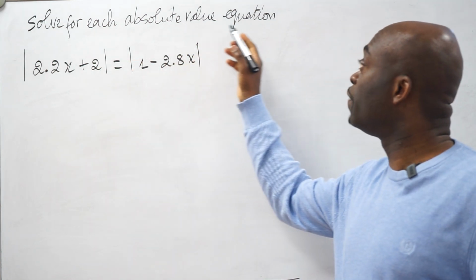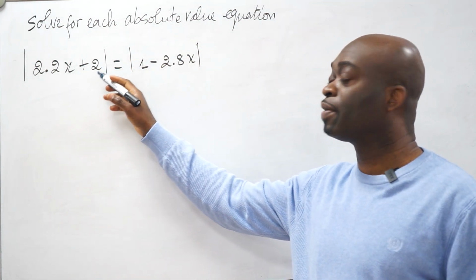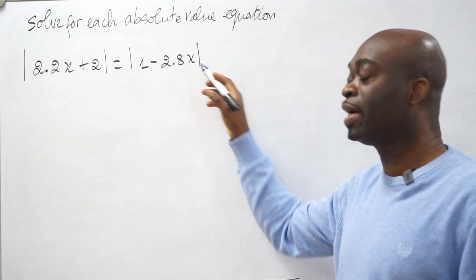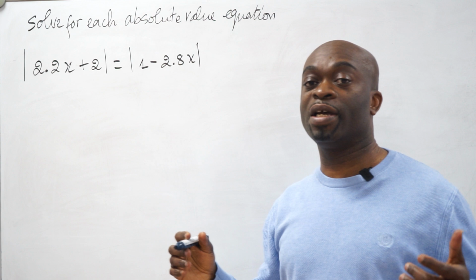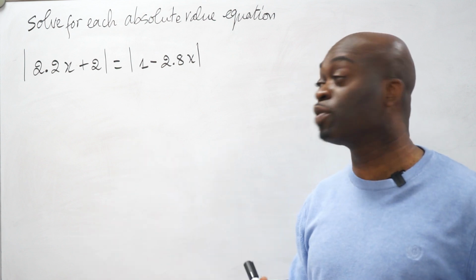Solving for each absolute value equation here. So we have the absolute value of 2.2x plus 2 equals the absolute value of 1 minus 2.8x. The main important thing here is to be able to deal with this problem by removing the absolute value symbols, right?